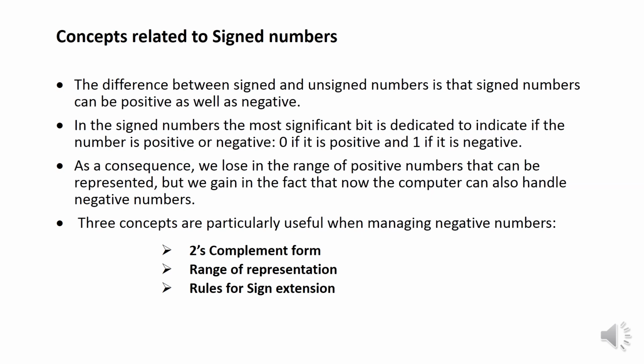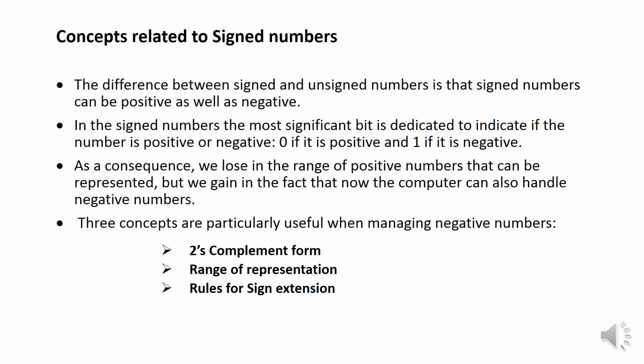Before going into the methodology of signed multiplication, let's explain some concepts related to signed numbers. The difference between signed and unsigned numbers is that signed numbers can be positive as well as negative. In signed numbers, the most significant bit is dedicated to indicate if the number is positive or negative: 0 if it is positive and 1 if it is negative.